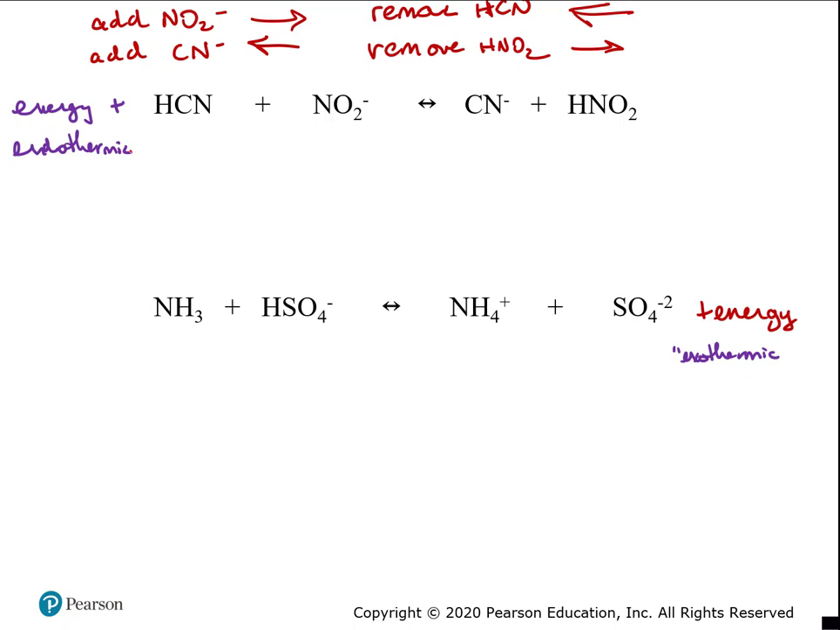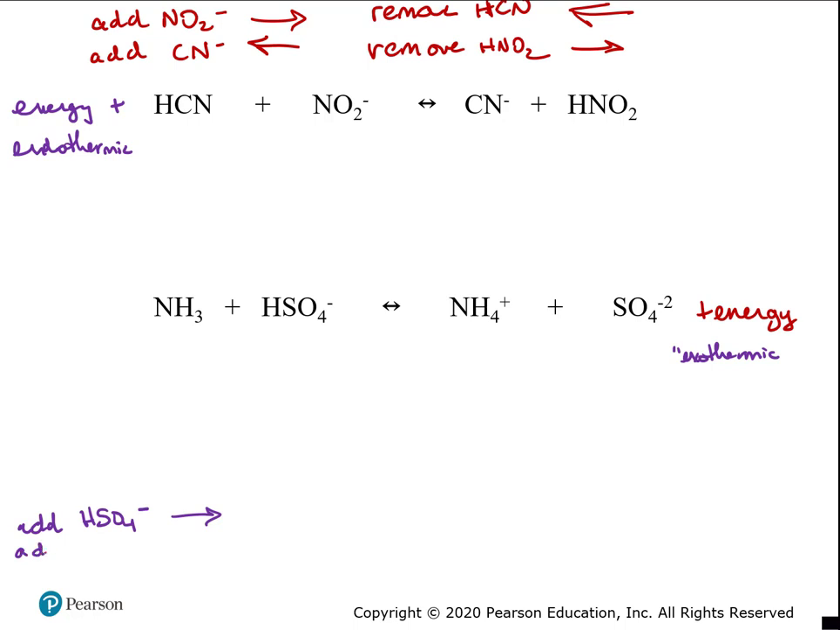So in this one, this reaction's at equilibrium, what if I add HSO4 minus? Which way will it shift? To the right. Do you see why? Where's HSO4? Is it a reactant or a product? It's a reactant. So it's going to shift away from whatever I add. So that's a reactant, so the reaction will shift away from that.